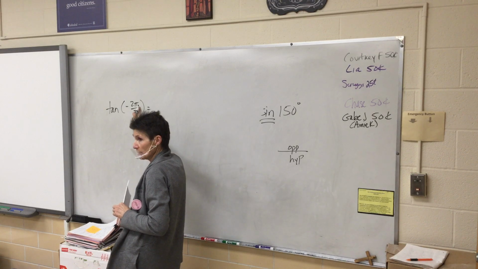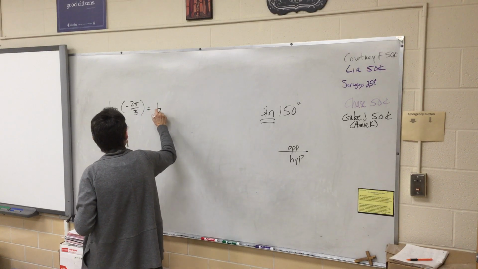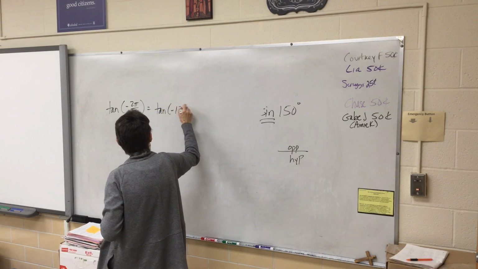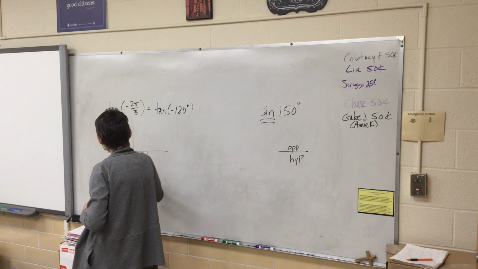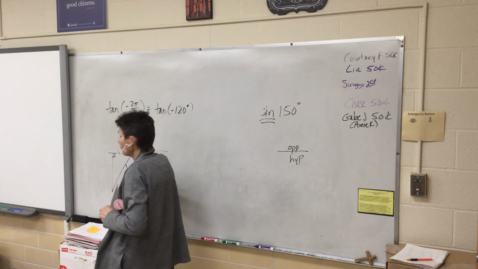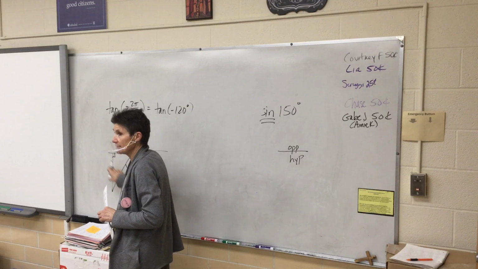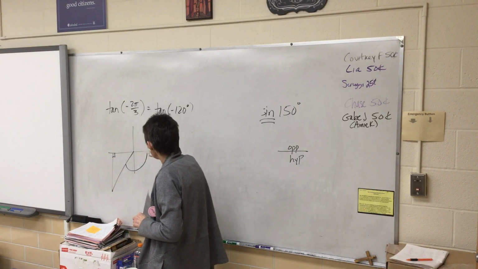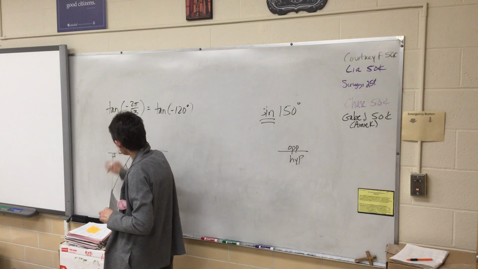Well, pi is 180. Divided by 3 is 60, times 2 is 120. So we're drawing a picture in our quadrants of negative 120 degrees. So we're going to come around like this, and it's going to be down here, because each quadrant is 90, so it would be between negative 90 and negative 180. So if this is 120, and this is 180, then this has to be 60 right here.